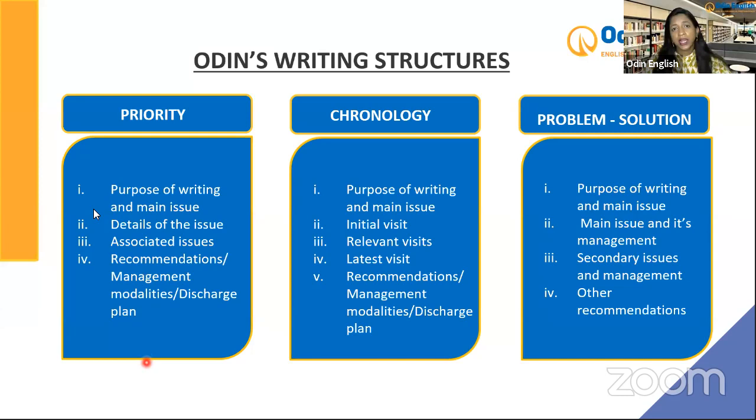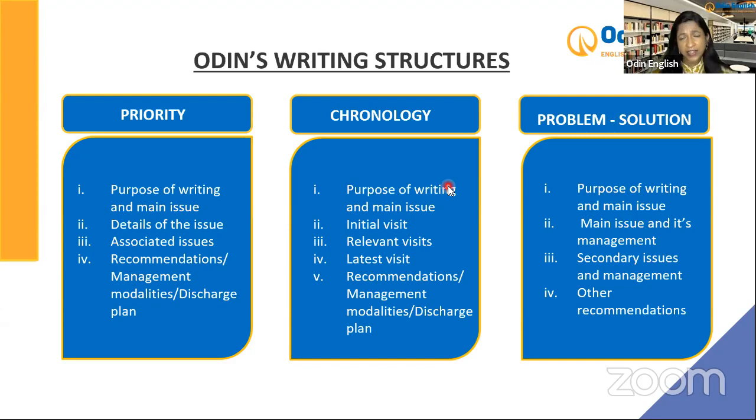The next one is based on chronological order. This can be done if the patient is having multiple visits for the same issue. You have to look at what is best suited for each of these. If the patient has multiple visits for the same issue, you can try to use it, but you don't have to write each and every visit in this letter. Let's see how we will arrange the paragraphs, arrange the information in this structure.